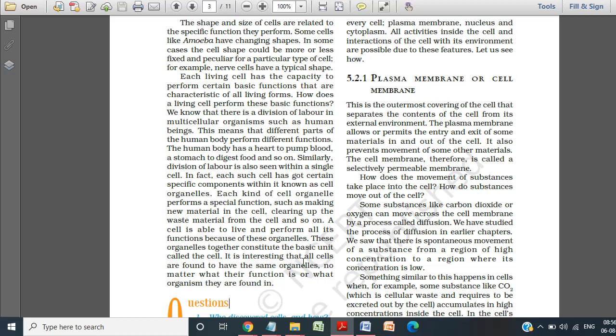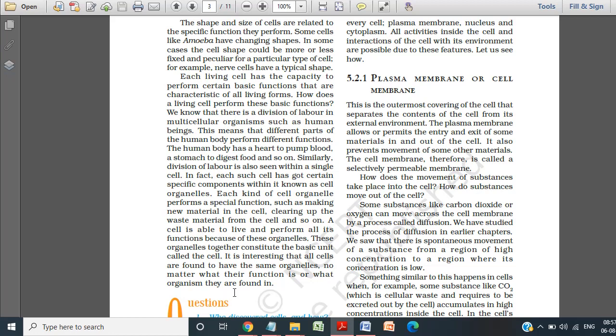It is interesting that all cells are found to have the same organelles no matter what their function is or what organisms they are found in. So the point is, every cell has those cell organelles no matter what their function is or what organisms they are found in.